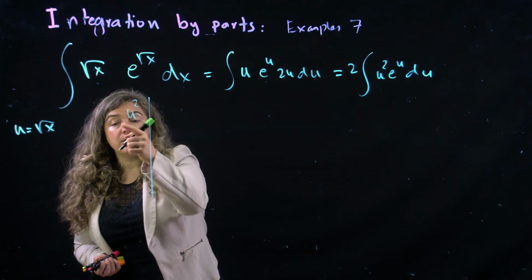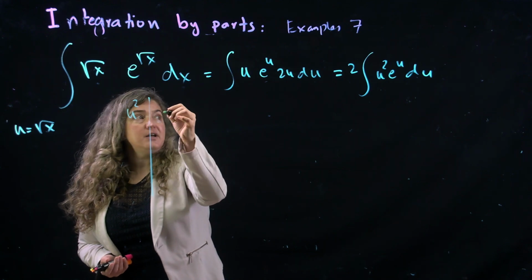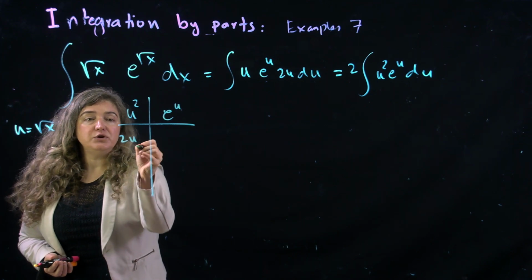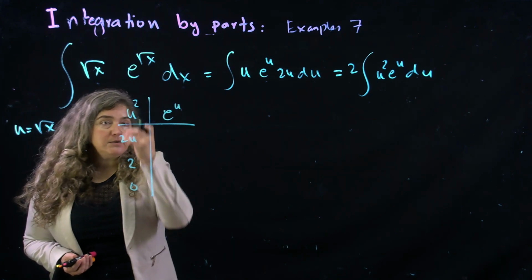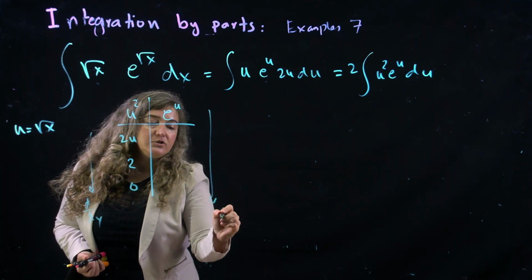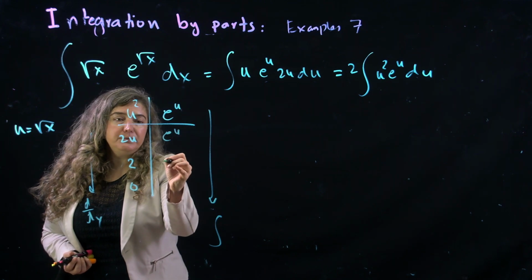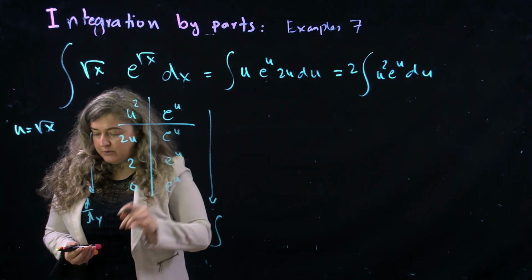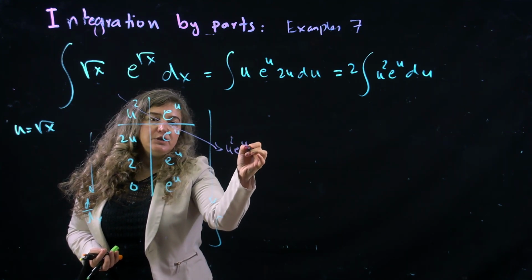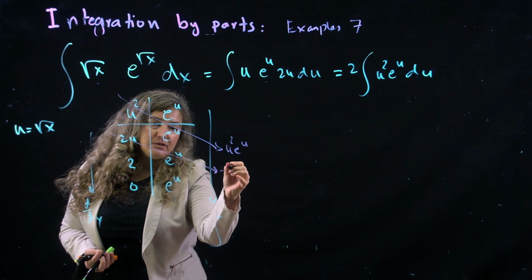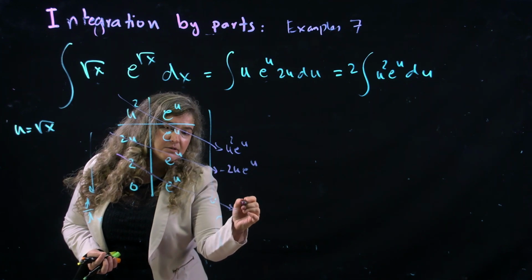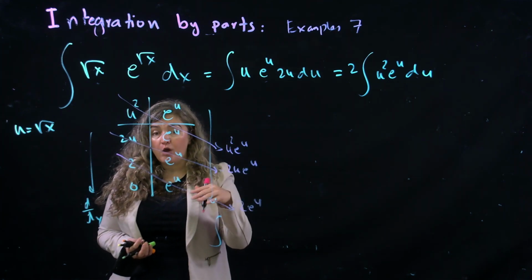And u squared is going to be the left hand, where you take the derivative. e to the u is going to be the right hand. So you end up with 2u, 2 and 0 for the derivative part, and for the antiderivative part, e to the u, e to the u, e to the u. That gives me u squared e to the u, then minus 2u e to the u, then plus 2e to the u, because the sign alternates.